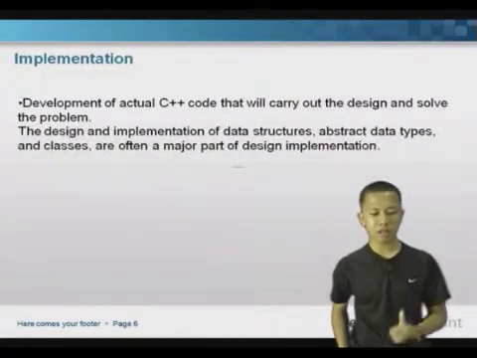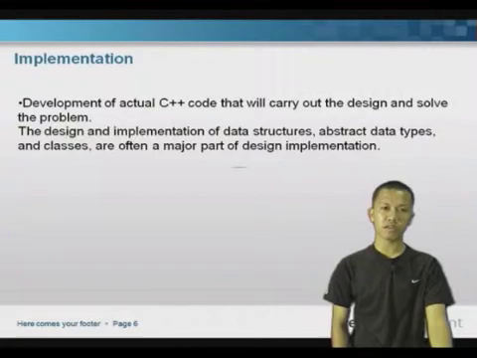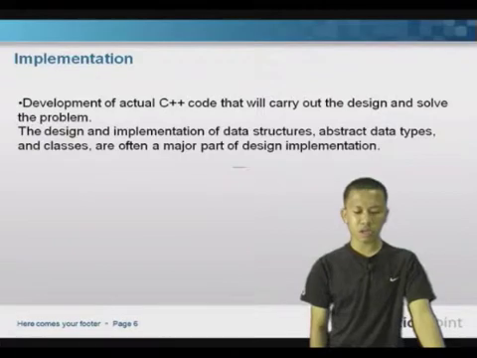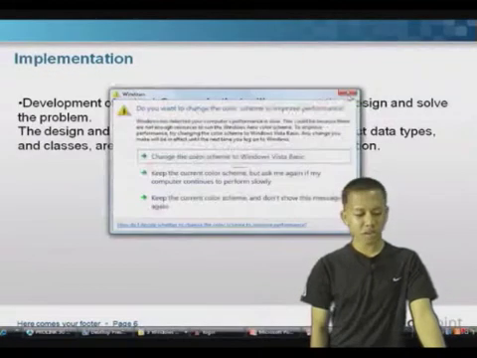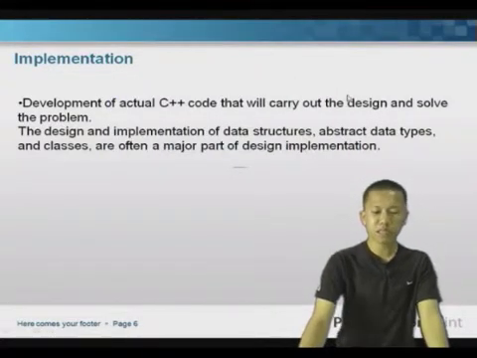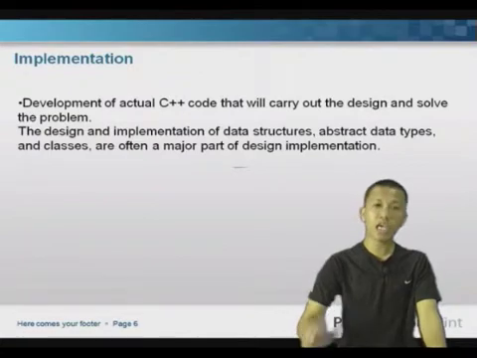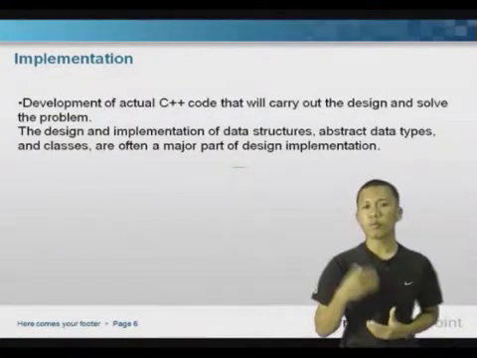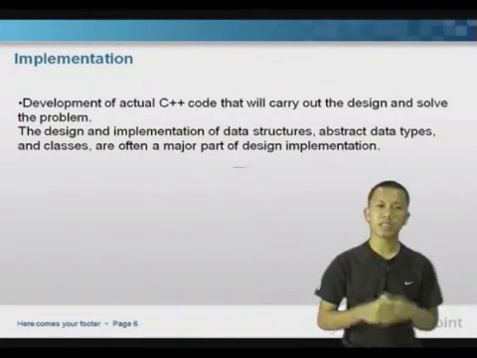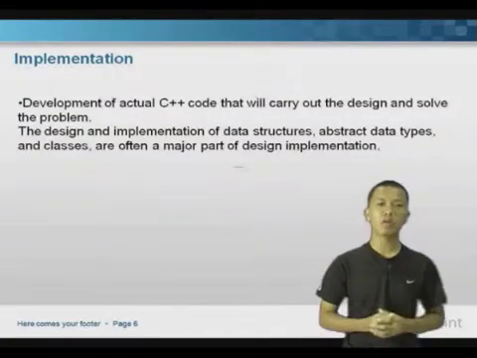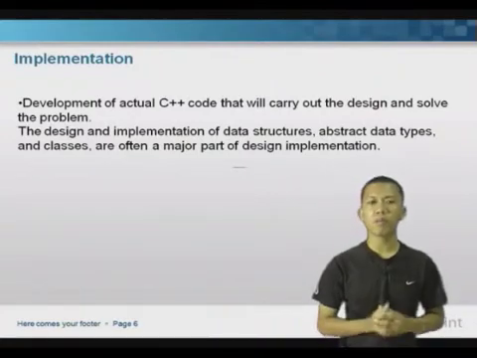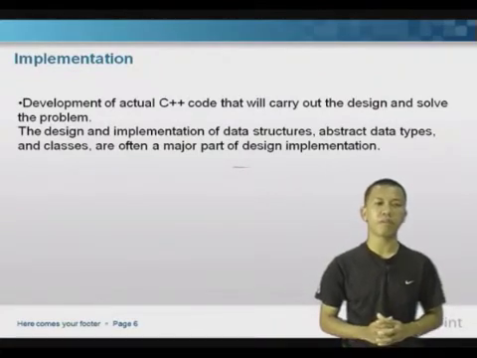The next is the implementation. Developing the actual C++ code that will carry out the design to solve the problem. The design and implementation of the data structures, abstract data types, and classes are often a major part of the design of the implementation. It means implementation, or coding. If you finish conducting a study and finish the design of your prototypes, it is now time to implement. Every coding of your system has a module. This is the part of the programmer, to code every module of the system.